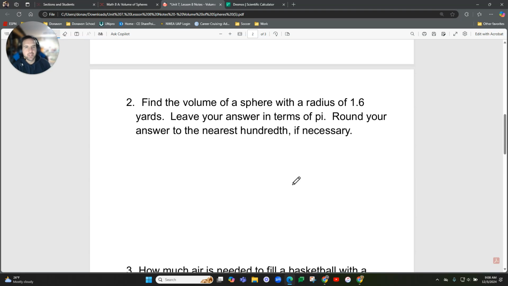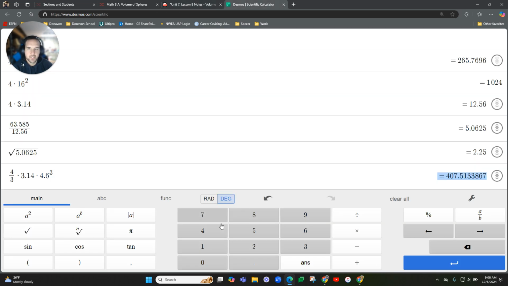Question number 2, it says find the volume of a sphere with a radius of 1.6 yards. Leave your answer in terms of pi. Okay, so this is where we're leaving the pi in the answer. Okay, so it is 4/3 times pi, so we're leaving pi in this case, times the radius cubed, 1.6 cubed. So basically what we're going to do for this one is we're just going to multiply this times this and leave pi in there. So it's going to be 4/3.